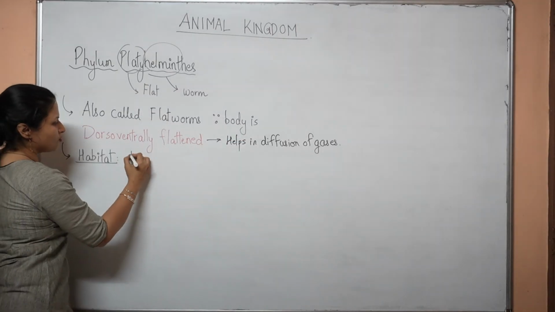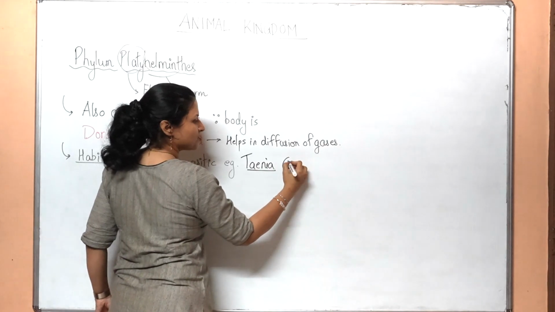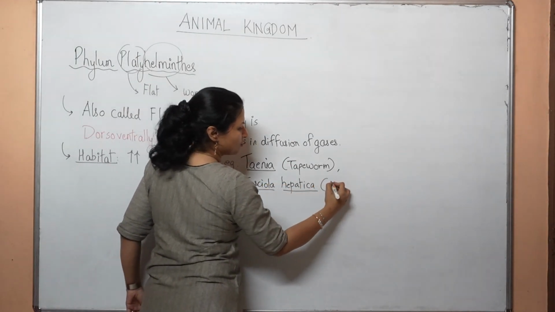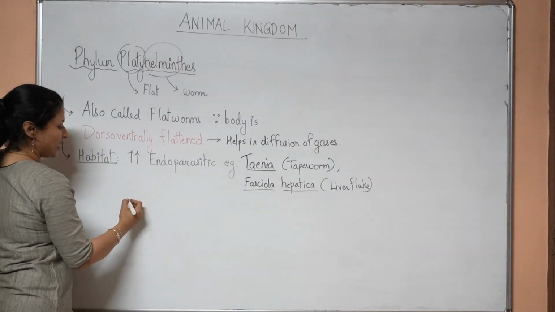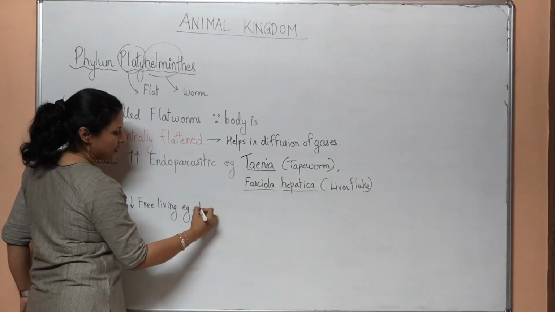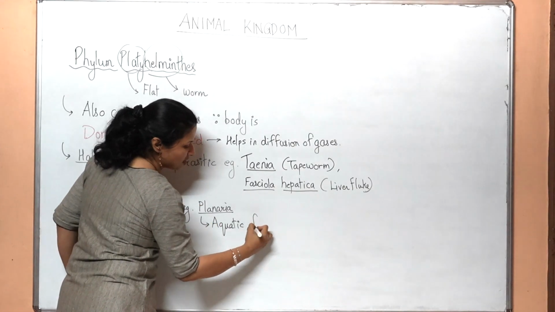Habitat. Most of the forms are endoparasitic. Example, taenia, which is the tapeworm, Fasciola hepatica, which is the liver fluke. Most of these worms are endoparasitic, and then there are some forms that are free living as well. Example, planaria. The planaria is an aquatic form. It is an aquatic freshwater form.